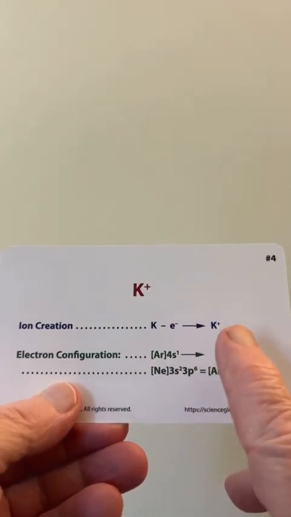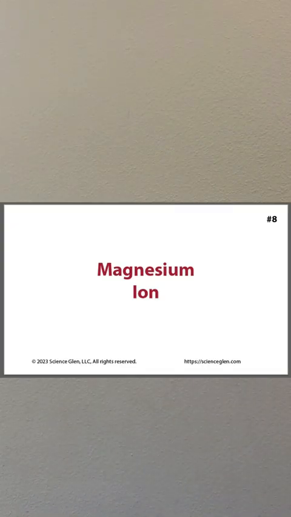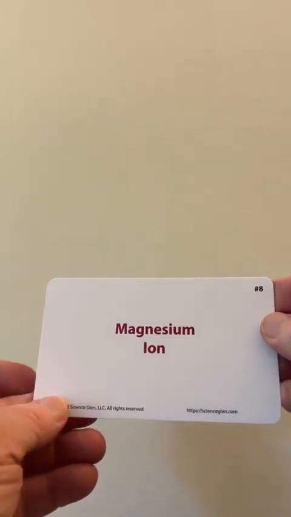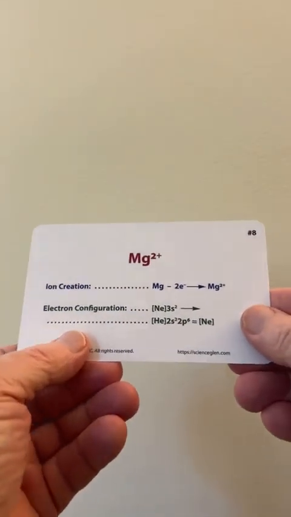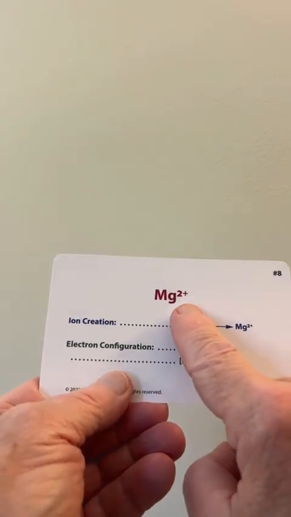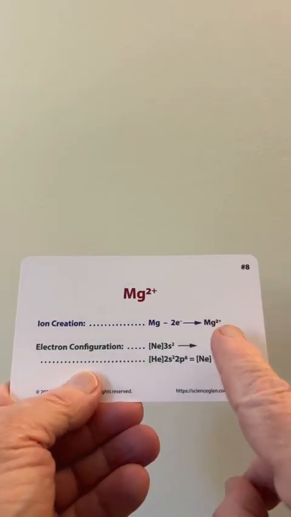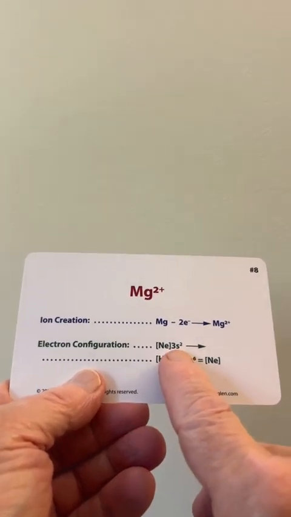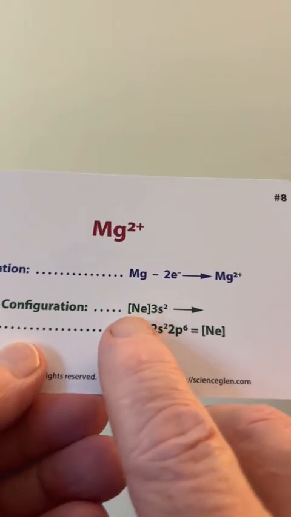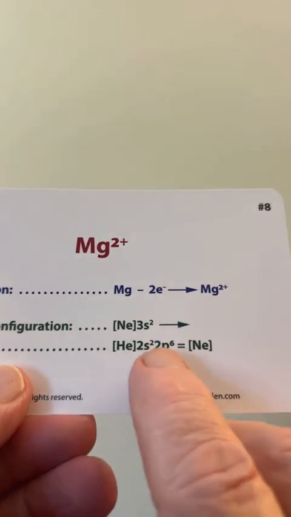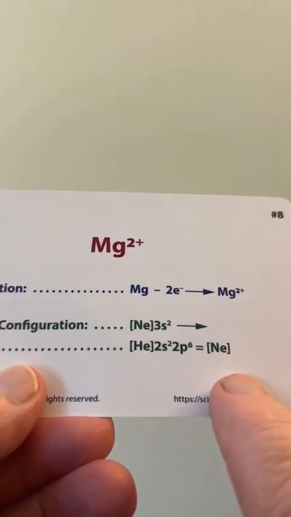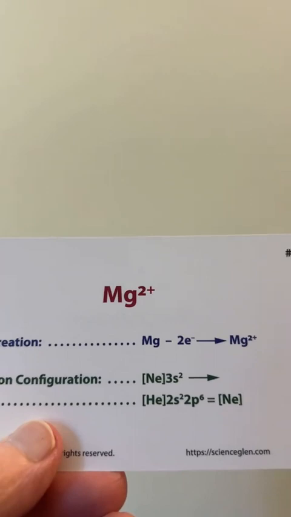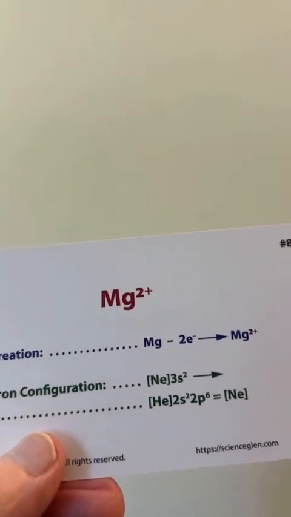If we look at an alkaline earth metal like magnesium, where'd my magnesium go? Oh, there it is. Magnesium loses 2 electrons, so it gets a charge of 2+. It's in column 2. Everything in column 2 loses 2 electrons, and it's losing the 3s2 electrons. You can see it loses the 3s2 electrons to be like neon. They're always going to try to be like a noble gas in the case of these basic ions.